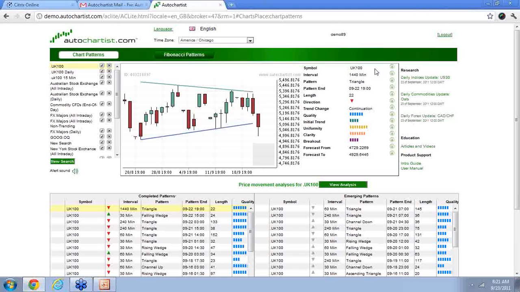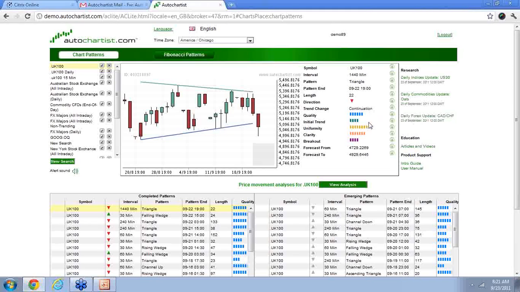Now, it's also identified by symbol and interval. We have the pattern here, which is a triangle, the pattern end time, the date and the time, the length, and the direction, which is down and colored in red. We have continuation patterns. We have a quality indicator.